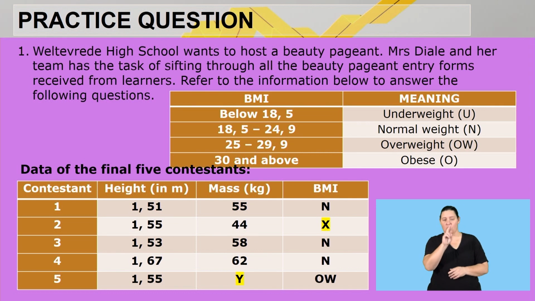So looking at this, we have our BMI below 18.5, that's underweight. 18.5 to 24.9 is our normal weight. 25 to 29.9 is overweight. And then 30 and above is obese.